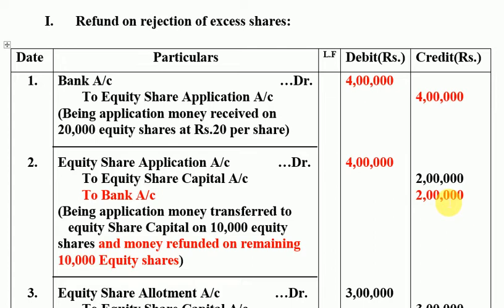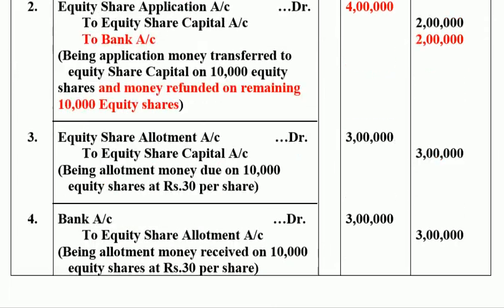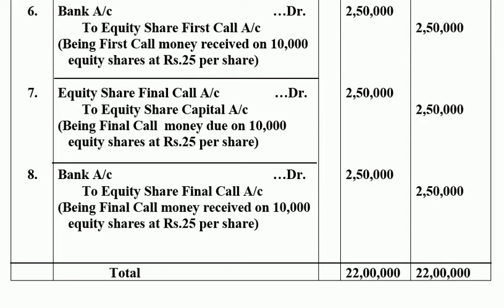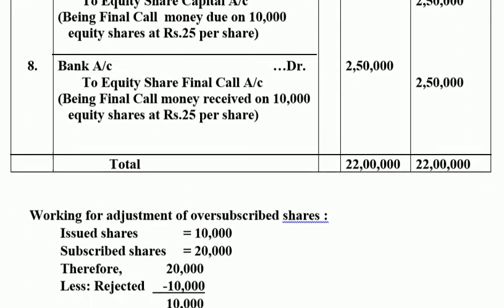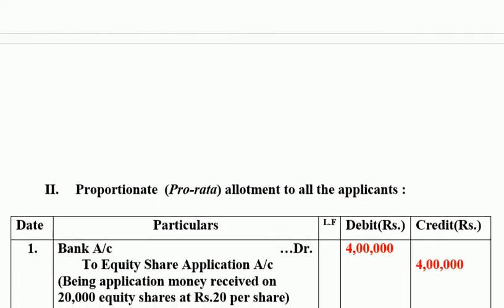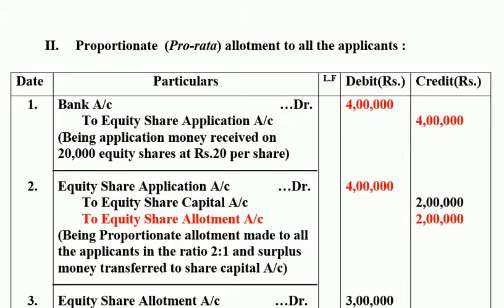Entry number 3, entry number 4, entry number 5, 6, 7 and 8 all remain the same as it was in the previous video of our question. So this is the first alternative of refunding or rejecting the excess application money to the applicants. And now we move to the second alternative, which says pro rata allotment or proportionate allotment of shares. So let us go to the second alternative, which is pro rata allotment.